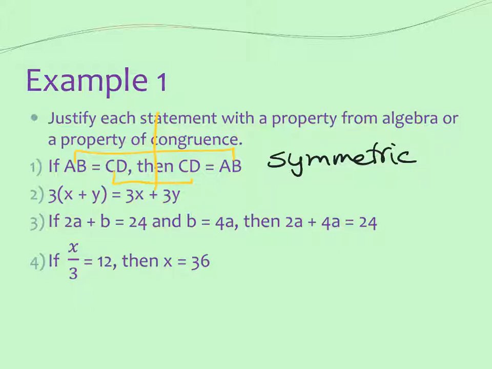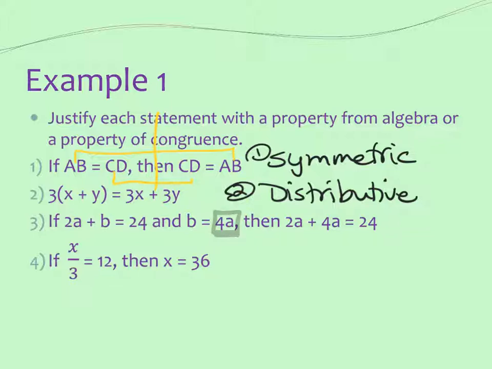Anybody know what's happening in example 2? Yes. Distributive. Good. Okay, then number 3. Anybody know what's happening here? Now, I do have 3 pieces here, but if you notice, they're telling me that if 2a plus b equals 24, and then they're telling me what b equals, I'm going to take this b out and put that into it. So there's my new equation. So this would be substitution.